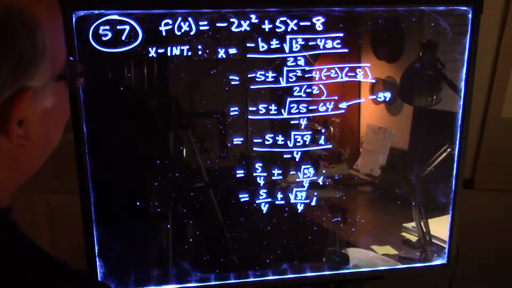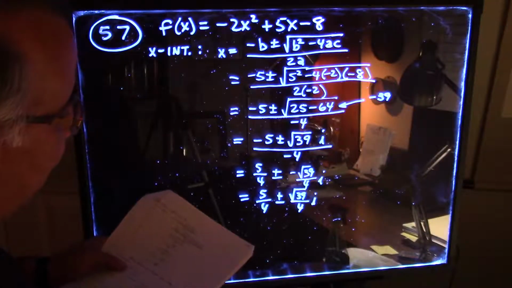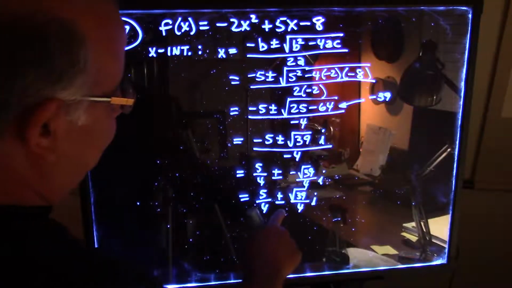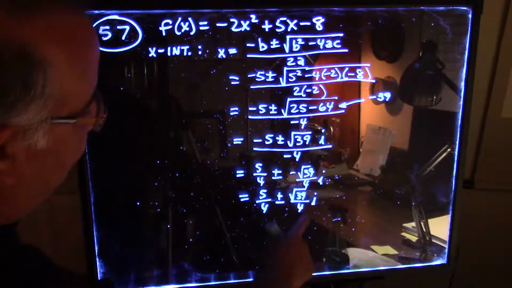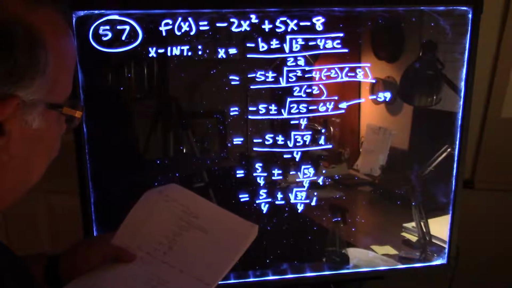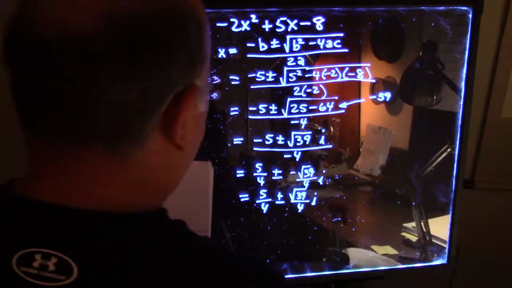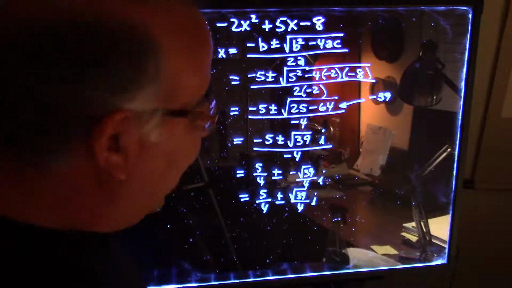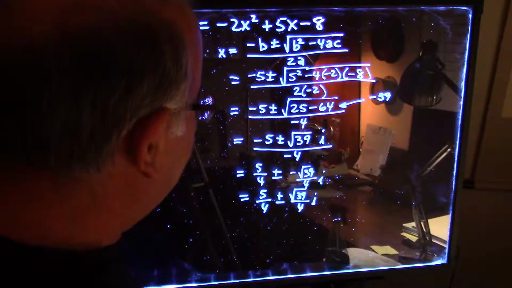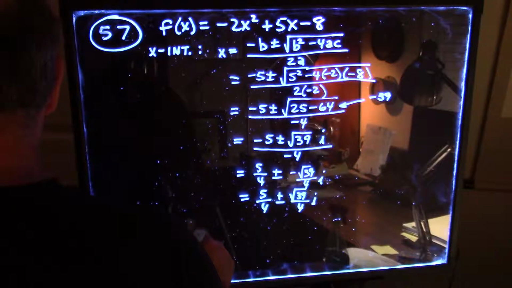So that's our two x-intercepts. Well, now these are not real numbers, right? These two are not real numbers because of the i. So this parabola will not touch the x-axis. So there are no x-intercepts, okay? When we graph it, there aren't any, so you won't see them. We'll just say there are no x-intercepts.